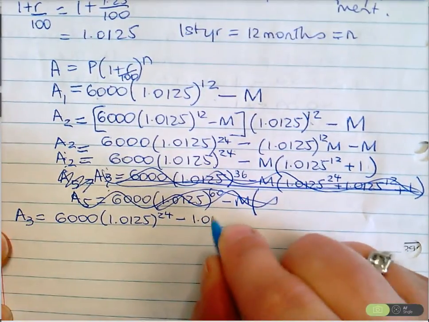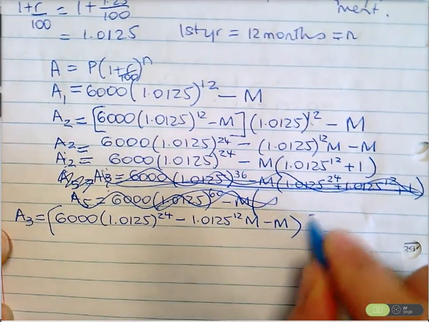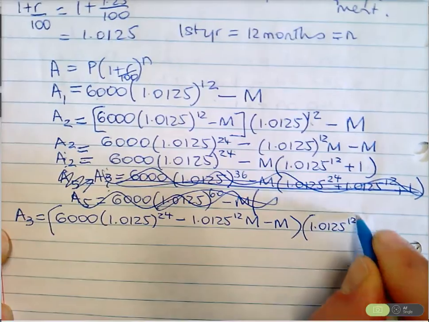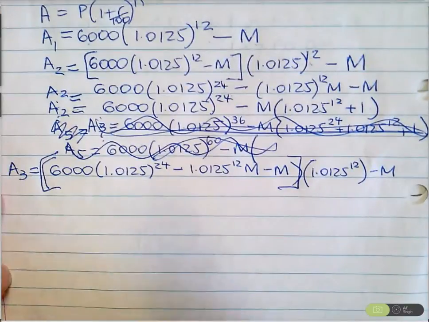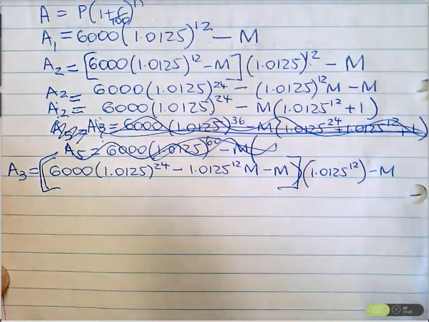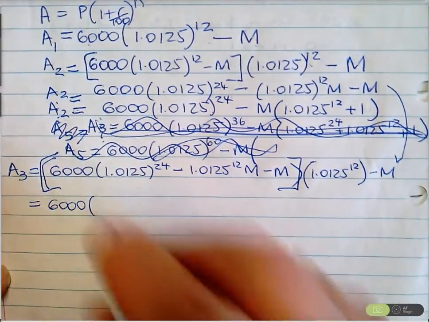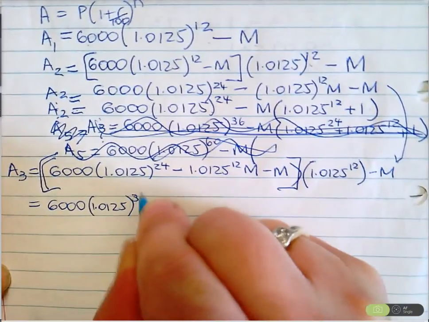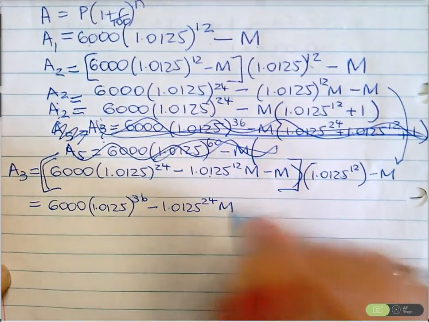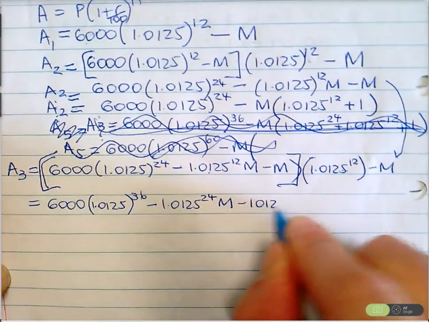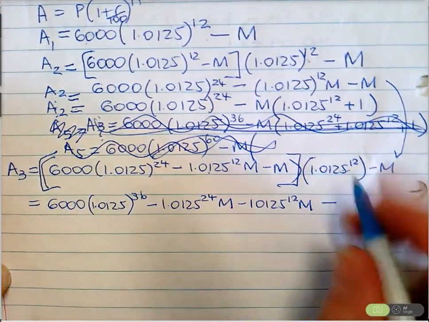Minus 1.0125 to the 12 times m, minus m. That's times 1.0125 to the 12 minus m. Do you remember how we do that? Now, if I multiply that, I haven't taken it from the last line, I've taken it from the second last line. Isn't that 6,000? What do I get? 1.0125 to the power of 36, minus that times that, 1.0125 to the 24m, that times that, 1.0125 to the 12m. So I've done that times that, times that, times that, minus m.